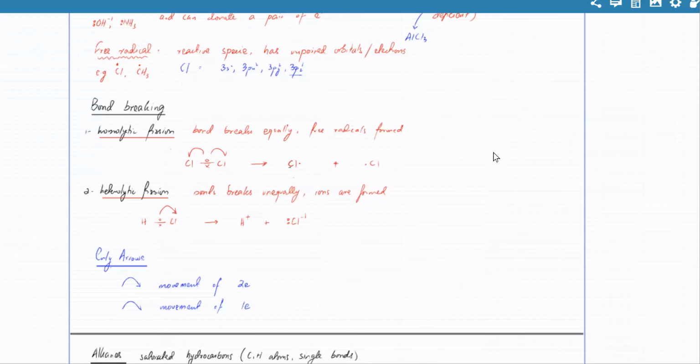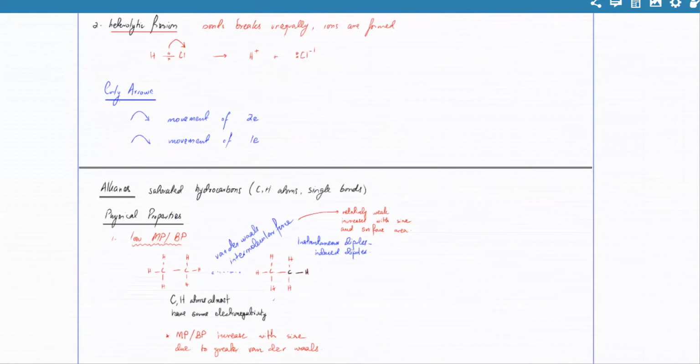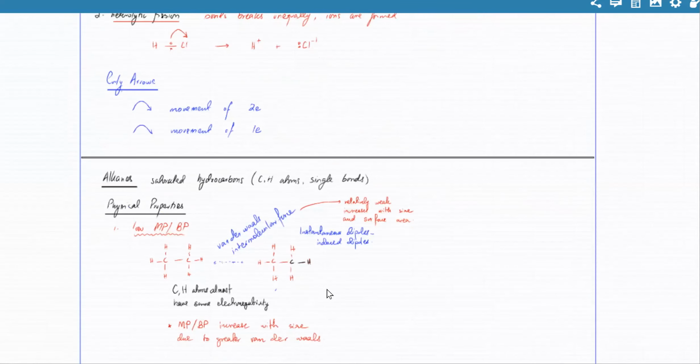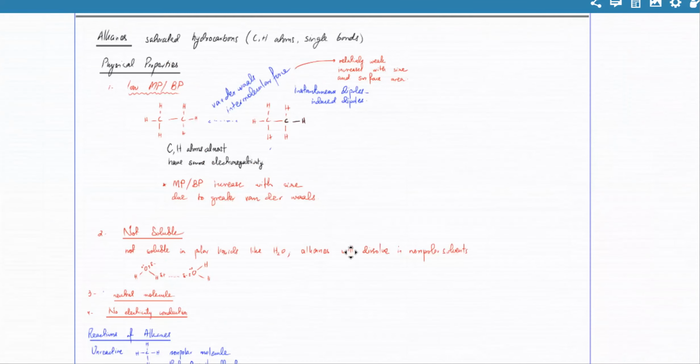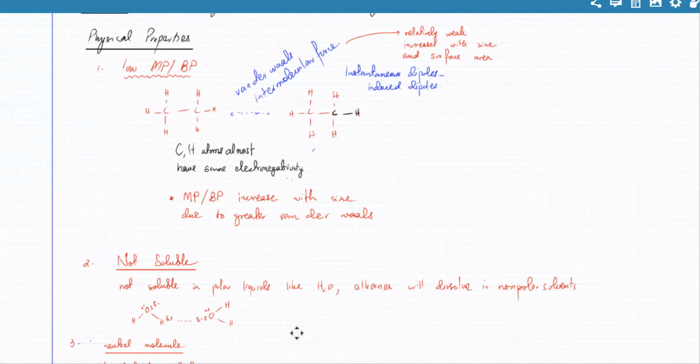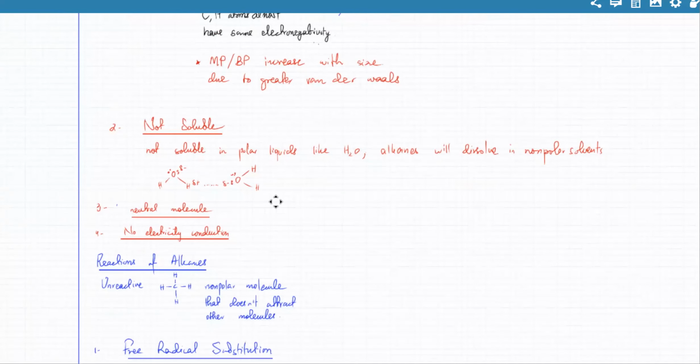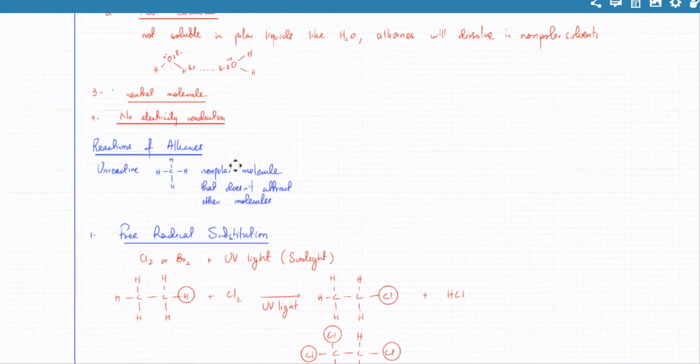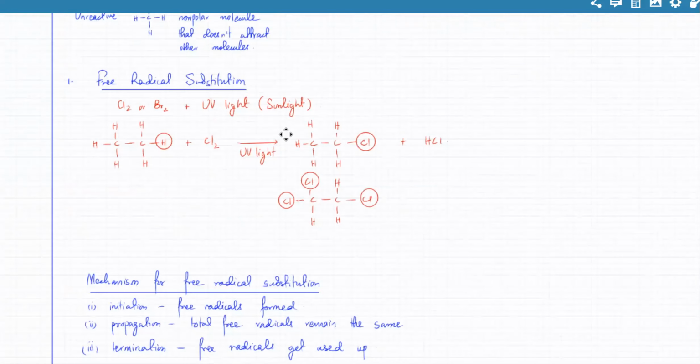So we had talked about homolytic fission, heterolytic fission, and the physical properties of alkanes, that they had low melting and boiling points. They had weak van der Waals forces, and they're not soluble because they don't form hydrogen bonds. They're not polar, they're neutral molecules. And as for the reactions of alkanes, pretty much they only had one reaction, which was free radical substitution.